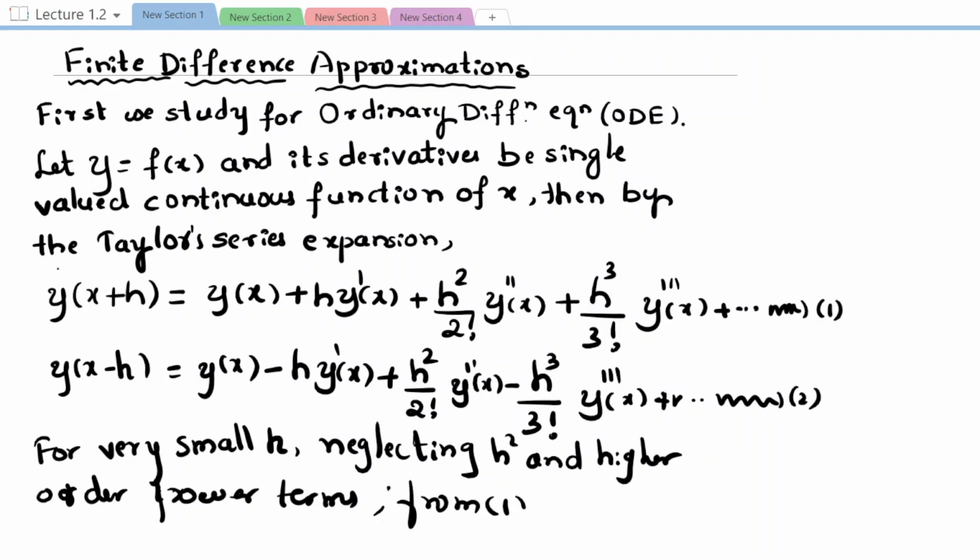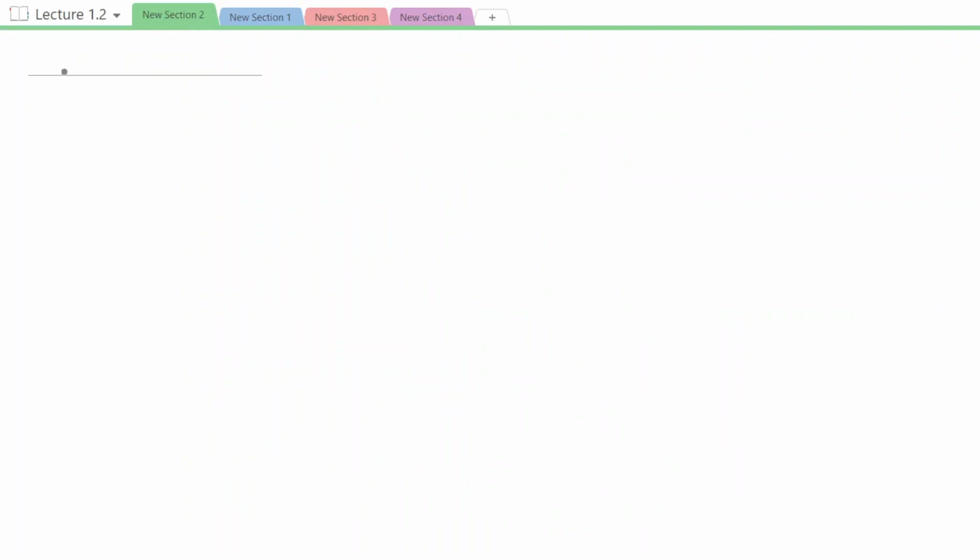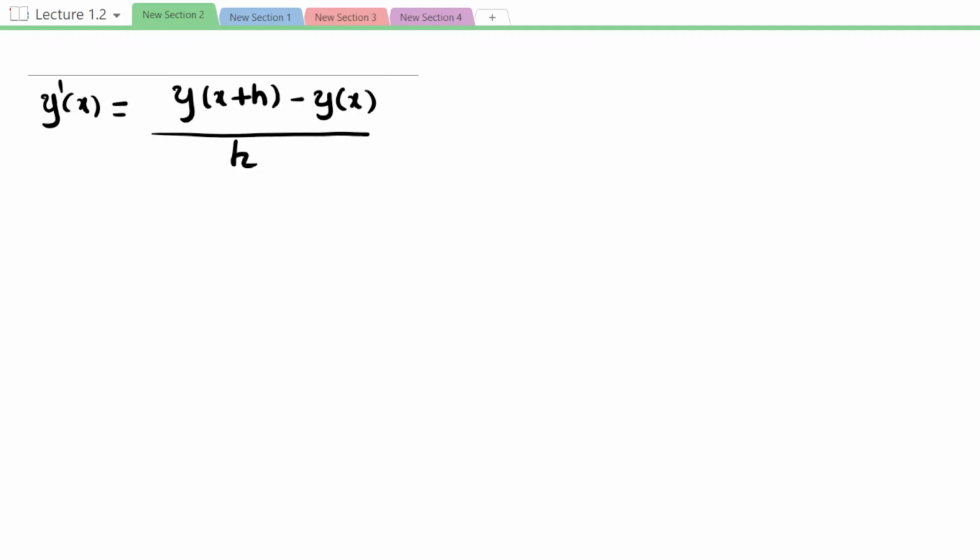From equation 1, we may write y dash of x is equal to y of x plus h minus y of x, divided by h. This is called the forward difference approximation.